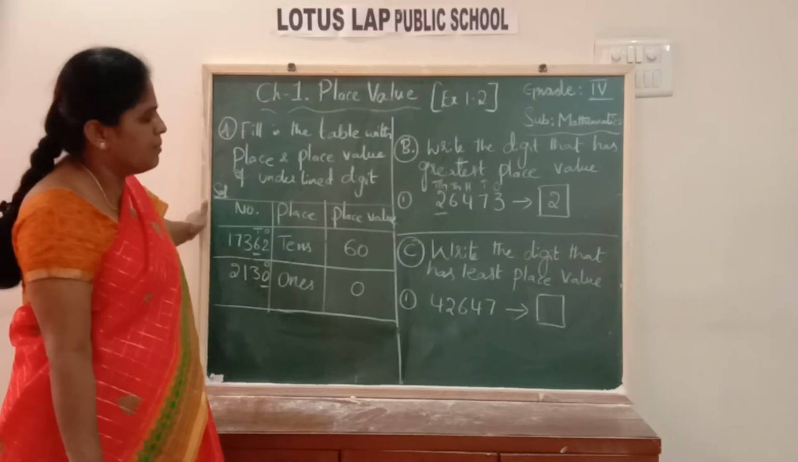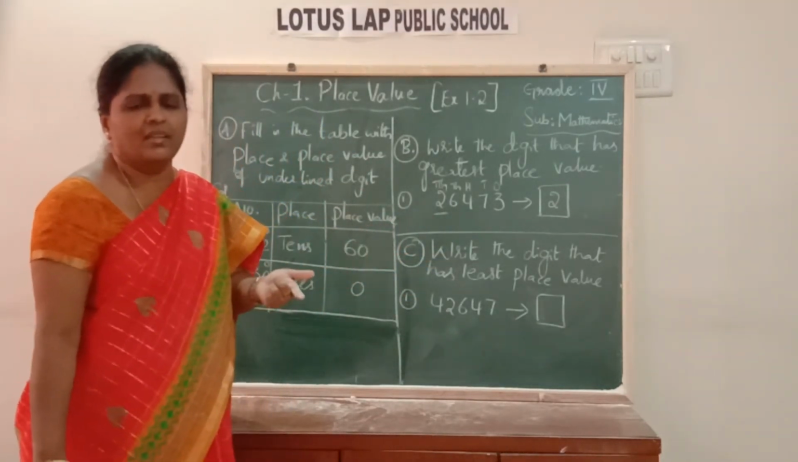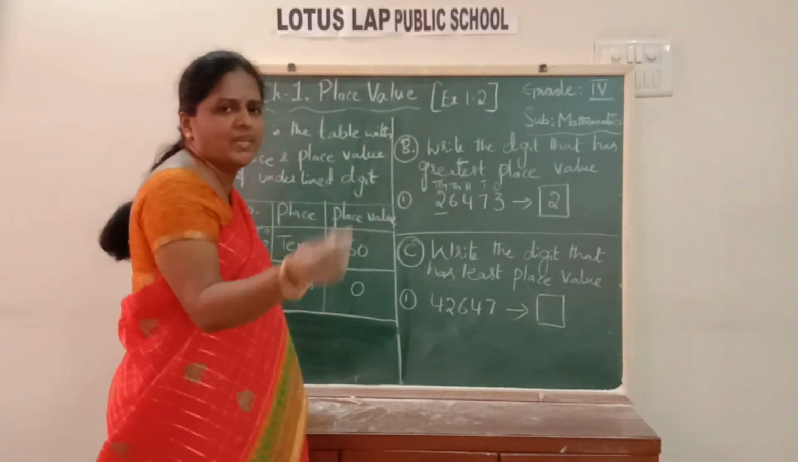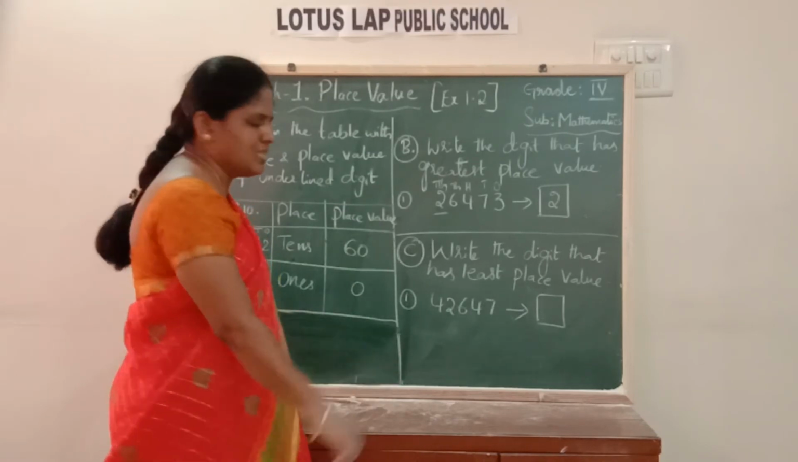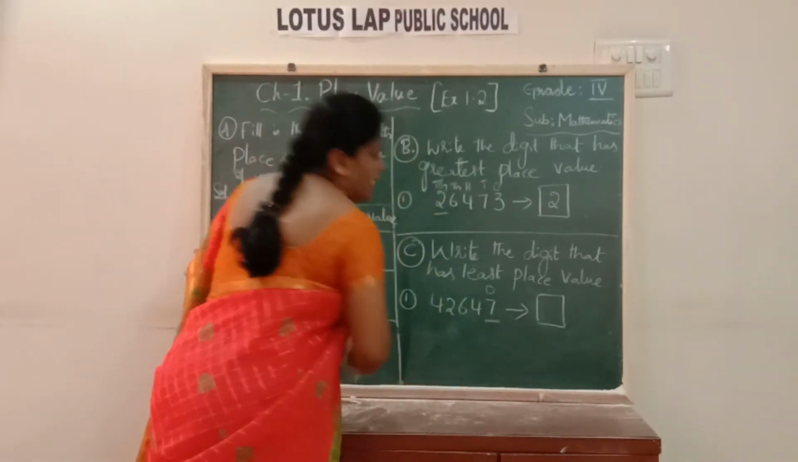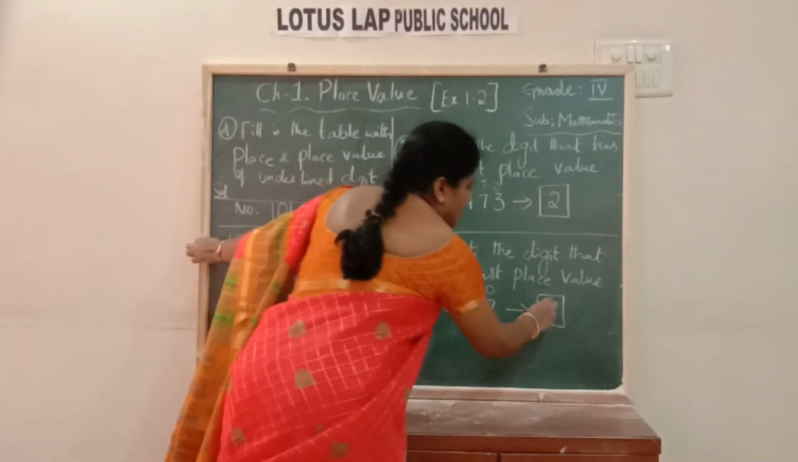Okay children. Similarly, least place value. Which digit will be having least place value? The one which is in the least place. Which is the least place? Obviously, one's place is the least place children. So this is the place. So which digit is in the one's place? 7 is the digit here in this given sum. So I need to write 7.